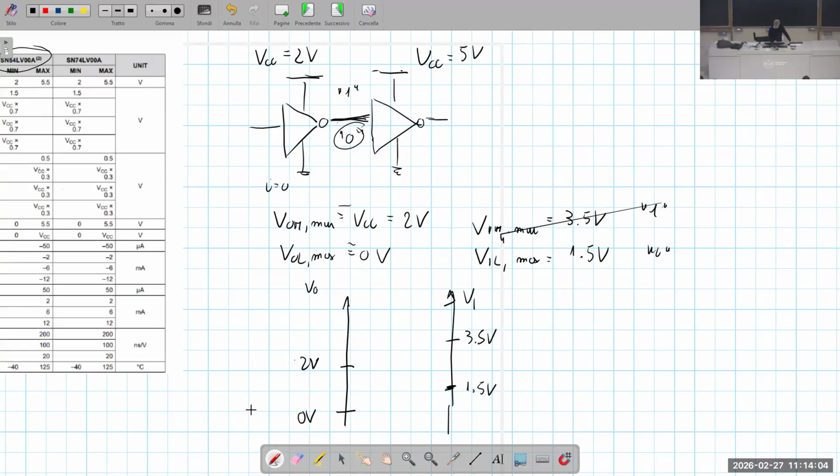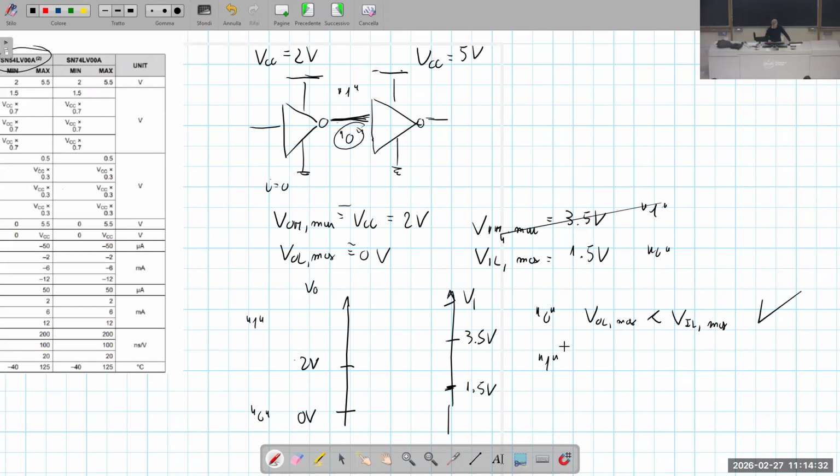Is the 1, this is for the 0 level. What about the 1 level? Is the 1 level properly recognized? Actually, we have already said that VOL maximum is smaller than VIL maximum. So for the low logic level, this is fine.